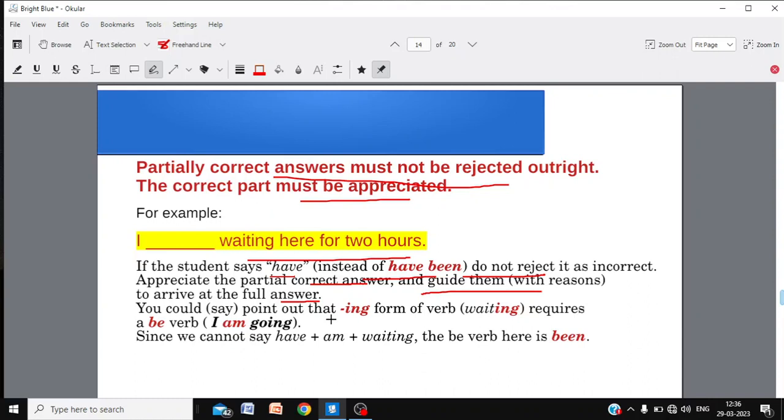So do not reject outright partially correct answers, accept them, encourage them to go further. Partial correct answers must be given due credit, but they should be guided further.